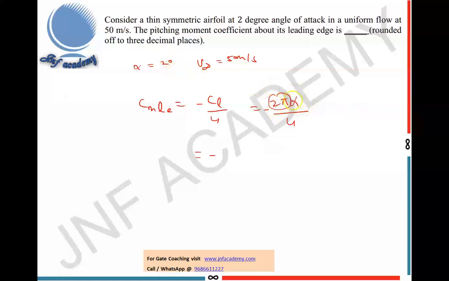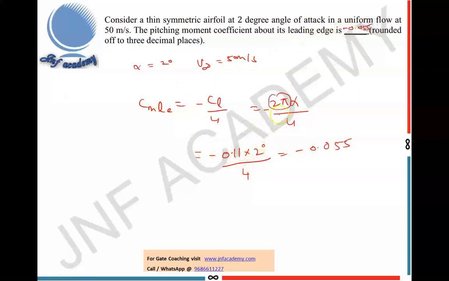Either you have to convert alpha to radians, convert this 2 degrees to radians, then substitute it with 2 pi, or you need to convert this per radian slope into a per degree slope. That is a known result: instead of 2 pi per radian, if you convert this into degrees, it will be 0.11 per degree. So that's the lift curve slope times 2 degrees divided by 4. So this will come out to be minus 0.055. So that's the moment about the leading edge.